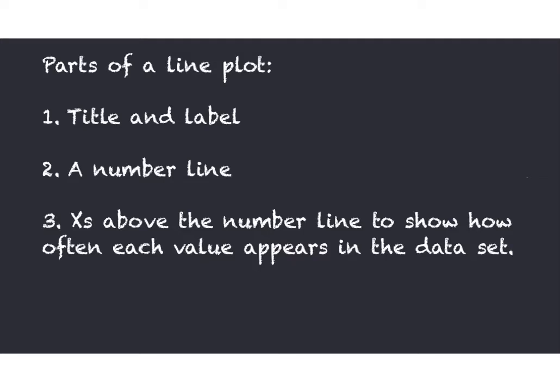A line plot is a graph that helps us see how many data points of certain pieces of information are available. There are several parts of a line plot. There's a title, there's a label, there's a number line, and then there are X's or something to mark or show us how often each value appears in the data set. So let's take a look at a line plot and see if we can fill one out and then answer some questions about it.